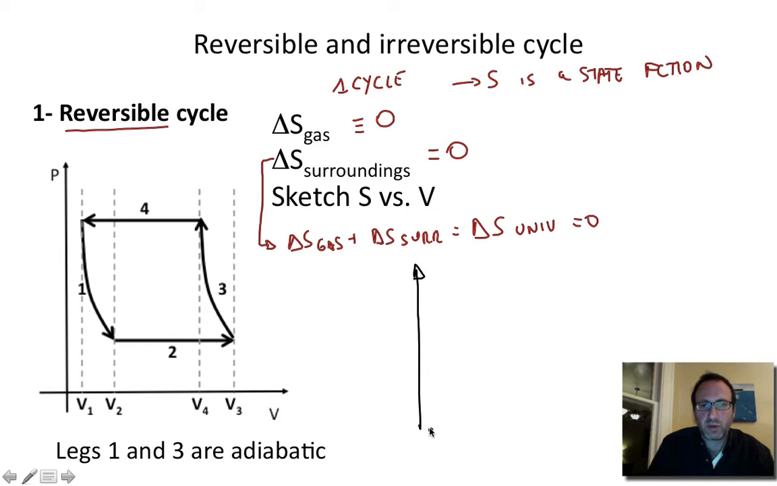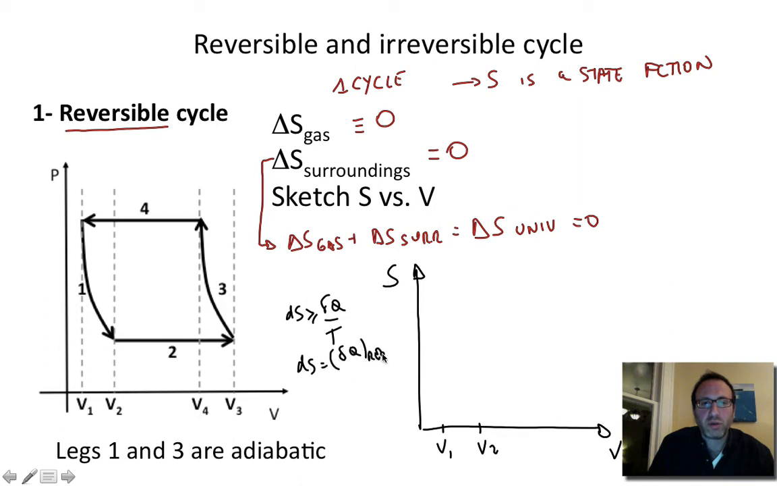Here it is. And I will sketch it in black for the system and in red for the surroundings. So let's start with the system. We have V1 here, V2 here. I don't know what the initial entropy is. I don't really care. I'm just going to sketch. It's a sketch, so it doesn't have to have numbers on the left axis. So the first process, process 1 from V1 to V2, is reversible and adiabatic. Remember that dS is larger or equal to dQ over T, and the equality holds if it's reversible. So dS equals dQ reversible over T. If it's adiabatic, dQ reversible is 0, and so dS is 0. So the first part for the system, no change in entropy.